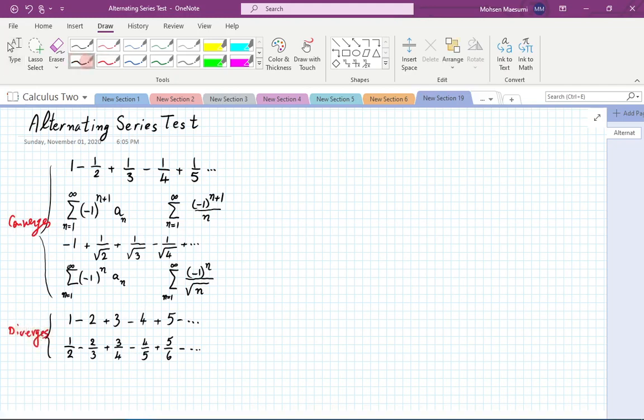So let's write the general statement. Let's go with one of them. Perhaps this one is easier to write, or that one is the one that you come across more often. So let's write that one, (-1) to the power of n plus 1 times a_n, where the a_n's themselves are positive numbers.